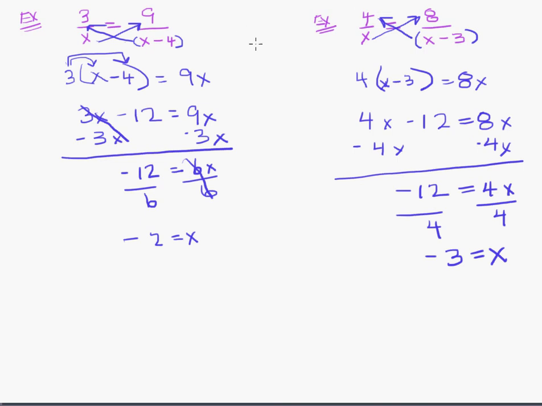So the cross product, cross multiplication process is fairly simple. If you just follow the rules and keep your groupings together, you should do fine.